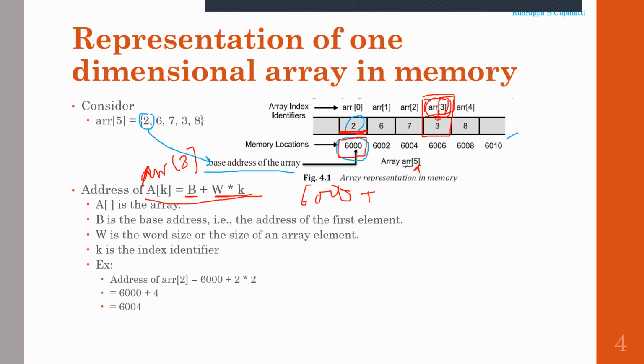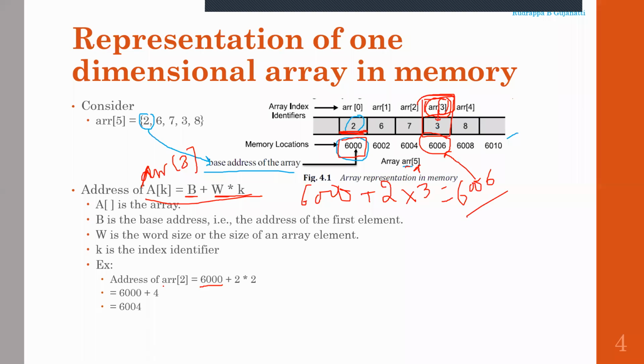In this case, the base address is 6000. I considered that the word size of an integer is 2 bytes. And the index of this one is 3. So when I estimate it, I get 6006. So 6006 is nothing but the address of the element which is present at index 3.